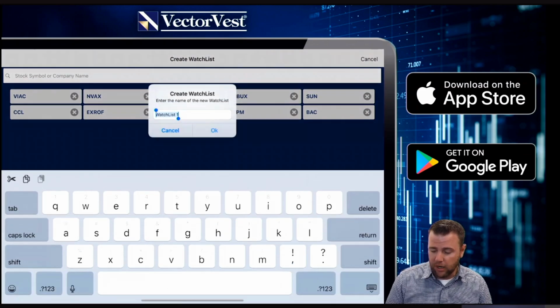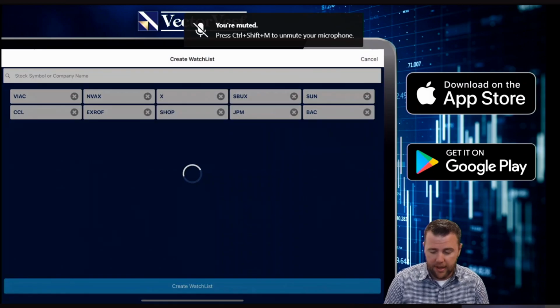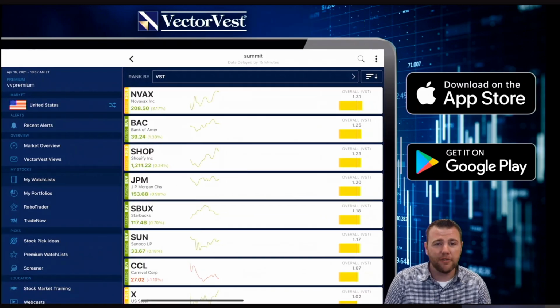Let's go ahead and create the watch list. We'll call it Summit. Say OK. And once we put in our stocks, it'll automatically bring the best performers to the top and the worst performers to the bottom. So a lot of the heavy lifting can already be done instantaneously just by entering in your stocks. If you're brand new to the market, this is one of the first things you should do: put your stocks into a watch list and start to analyze them here.